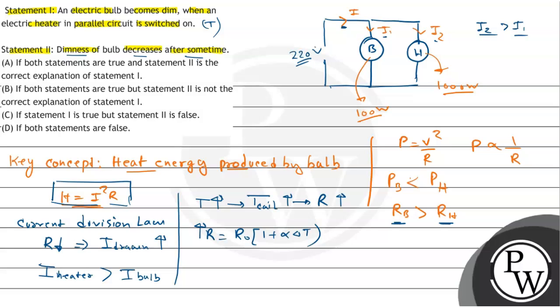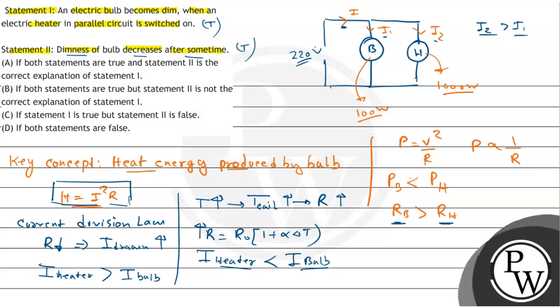So in that case the current through heater is again less than the current through bulb, because as the resistance increases after some time, the current drawn in the section where the heater is will decrease. So the bulb again gets its brightness and its dimness decreases after some time. So our statement 2 is also true.